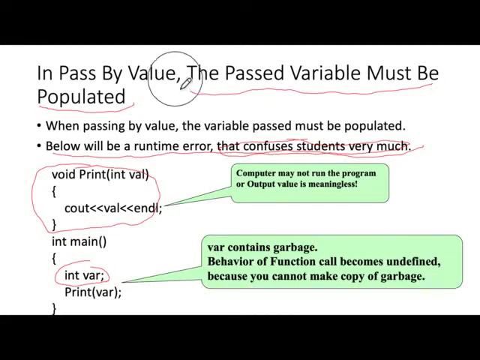Understand the meaning of pass by value. The meaning is it must have a value. A value must be computed before you make the function call.